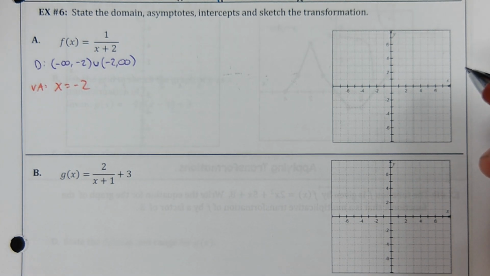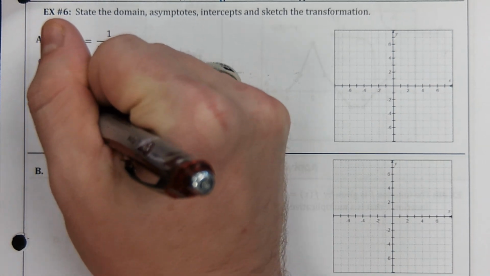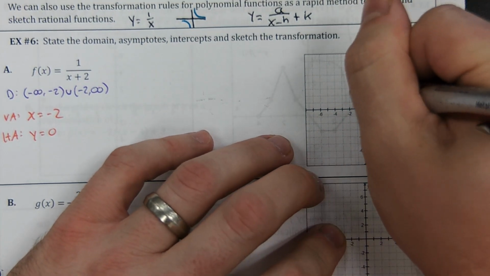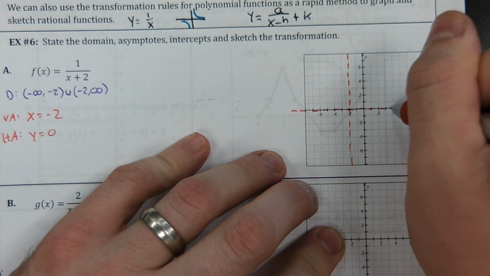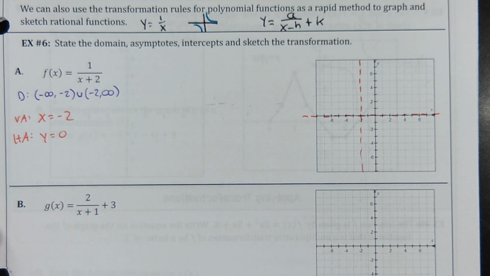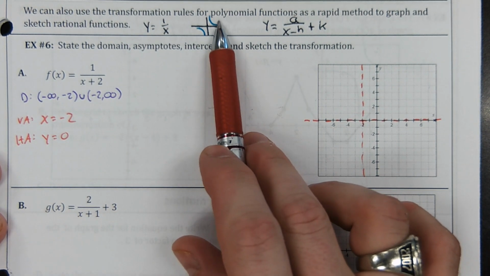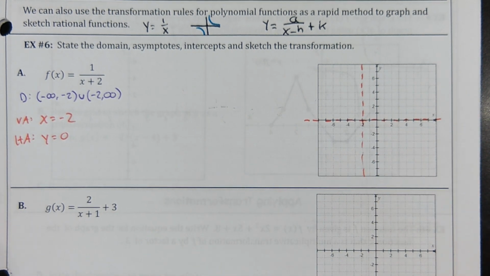Has my graph been shifted up or down? It has not been shifted up or down. That means my horizontal asymptote is still right where it should be at the x-axis, y equals 0. So we've got x equals -2 is our vertical asymptote. We've got y equals 0 is our horizontal asymptote. Has my graph been reflected at all? No, it hasn't. That means my two curves will still be top right, bottom left. They're still going to be here and here. Top right, bottom left of the asymptotes.